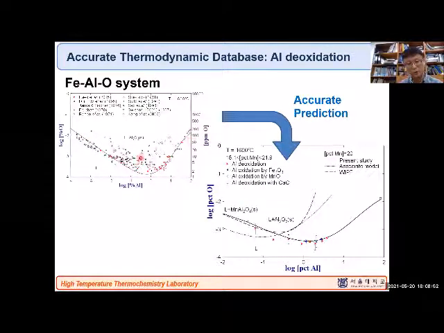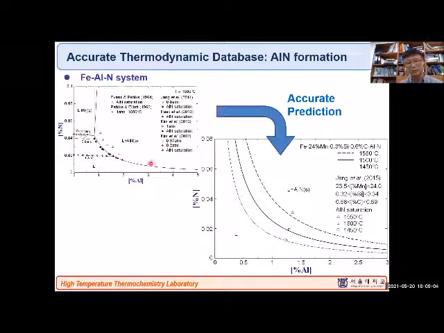So we know this one, the prediction of the thermodynamic calculation, and we can make a prediction like this for the multi-component system without any additional parameter. So we can make a prediction of a certain system. And this is another prediction case.